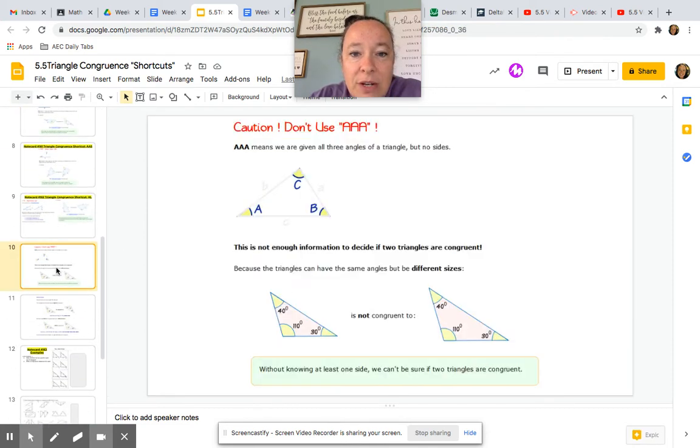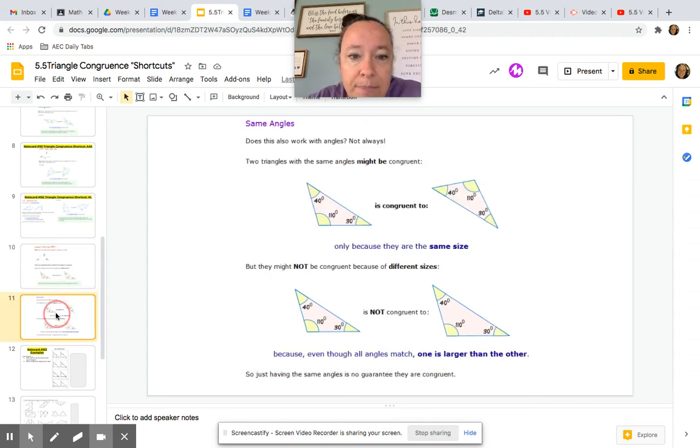Now, it should make intuitive sense when you look at it because you could have any triangle, like a 30, 60, 90, or right here, a 40, 110, 30, of any size. It could have those angles, but look, we can increase the sides and we have those same angles. So it doesn't work. Another one that doesn't work is SSA. The only time that works is an HL situation, and you're not going to probably get that for a little while, and that's okay.